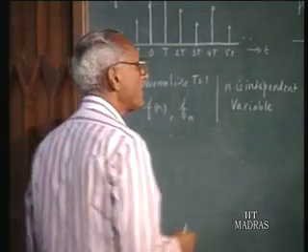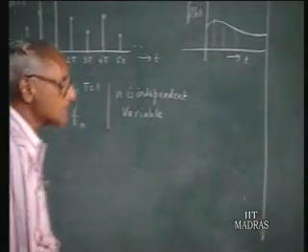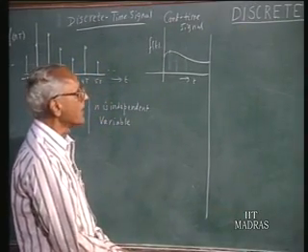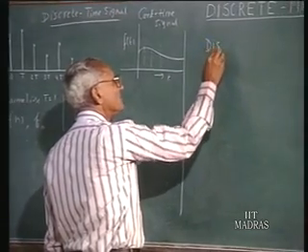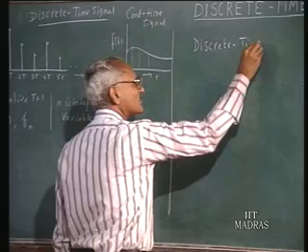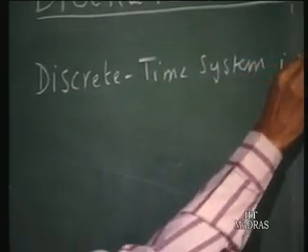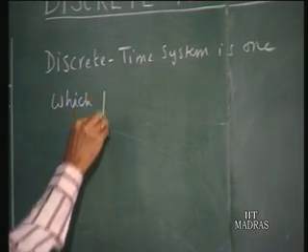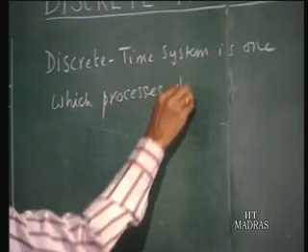Okay. Now, after having said this, we would like to know what is meant by a discrete time system. Again, this is something which we already discussed, but let me review that. A discrete time system is one which processes discrete time signals.